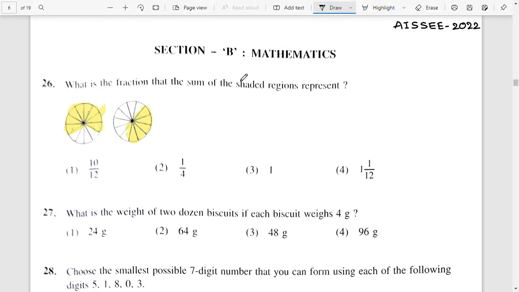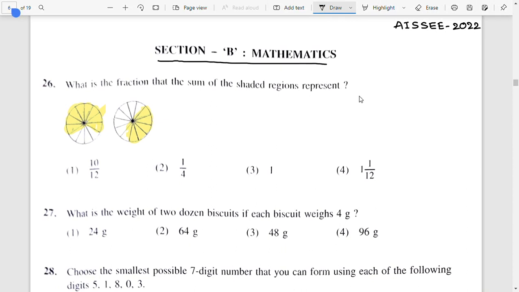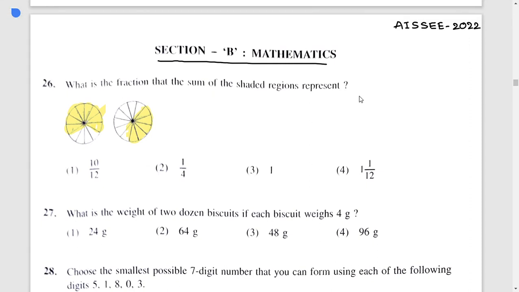We are solving section B part of mathematics of a Chinese school entrance examination. So here the mathematics part will be of 50 questions. Each carries 3 marks, which will be a total of 150 marks.